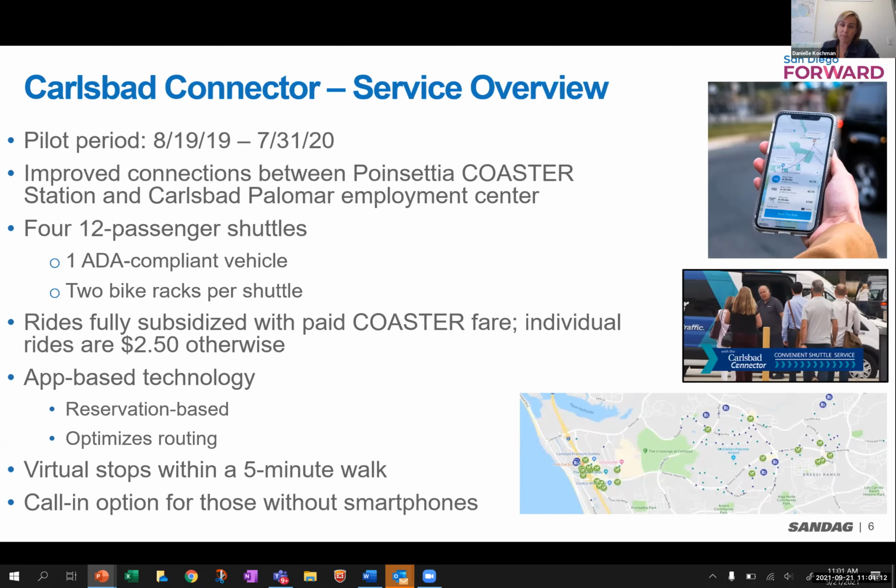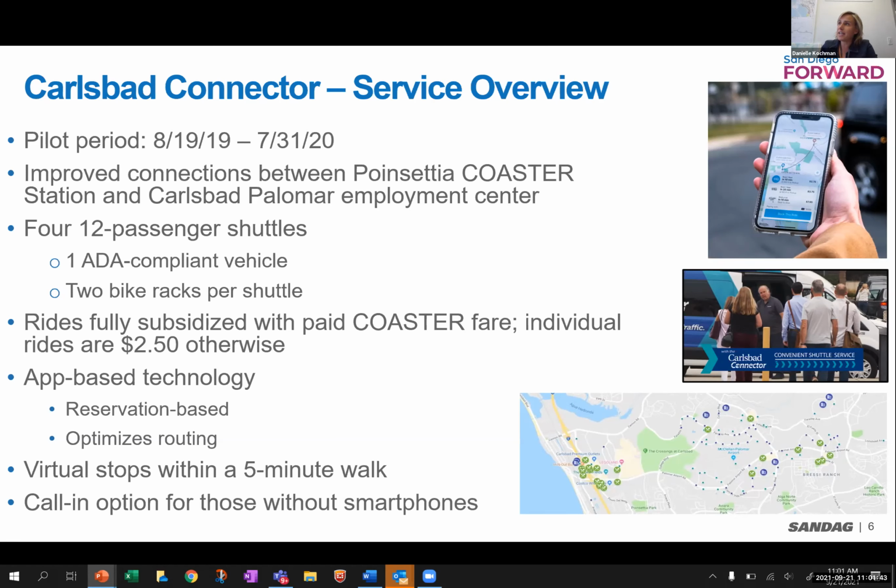The 4 shuttles would be waiting for the train to come in. It would group people according to their destinations and optimize the routing, and then take people as quickly and directly to their place of employment as a shared ride service can. For that service, it was free with a Coaster pass. But if people did not have a Coaster pass, they had to pay $2.50 for their individual ride, which was in line with the price of bus service at that time.